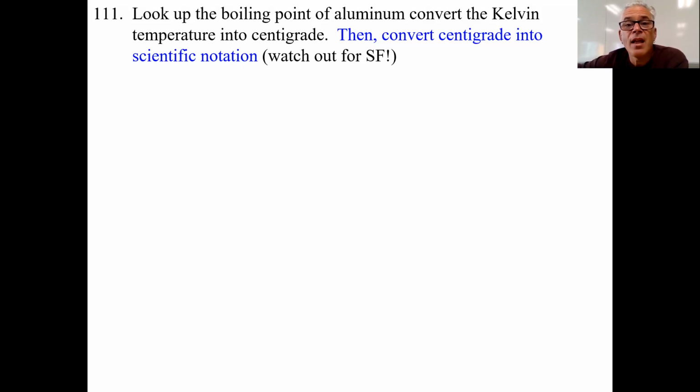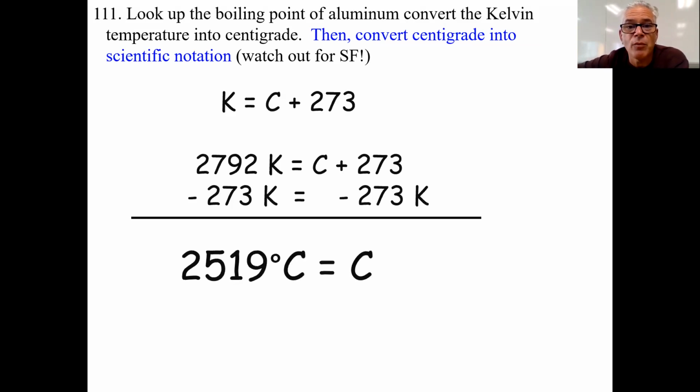So first, let's convert the temperature for the boiling point of aluminum into centigrade. And then we're going to take that centigrade temperature and turn it into scientific notation. Write the formula. Oh, back to original. One of the first formulas I gave you was converting centigrade and Kelvin. So the first thing we do is write K equals C plus 273. The number there, 2792 Kelvin, is going to equal C plus 273. To get centigrade by itself, we subtract 273 from both sides, and the C temperature is going to equal 2,519 centigrade.